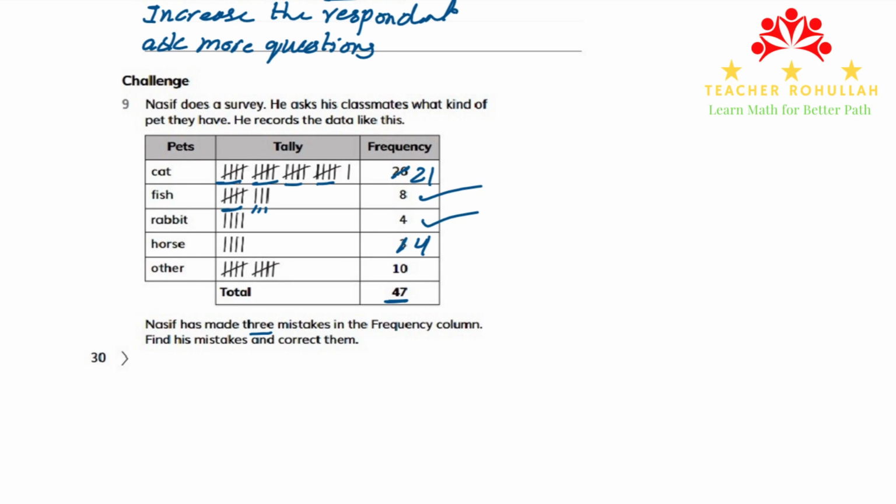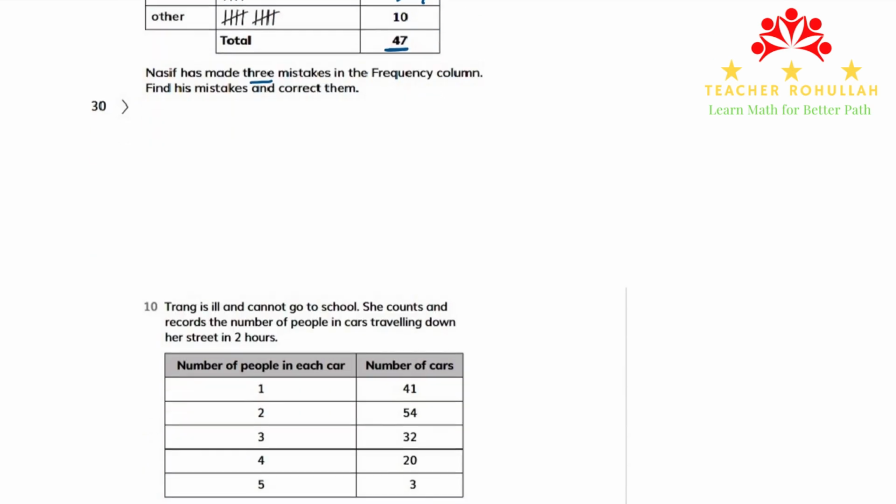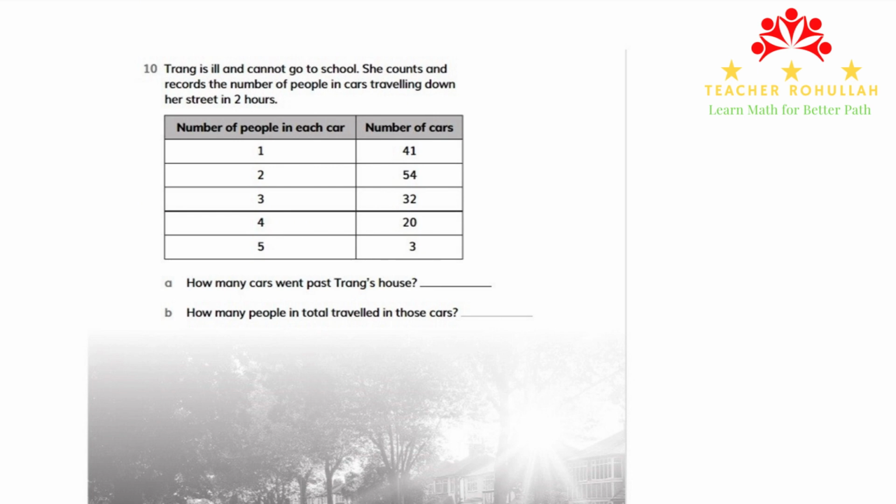Let's scroll down to move to question number 10. In question number 10, it says, Trang is ill and cannot go to school. She counts and records the number of people and cars traveling down her street in 2 hours. In the first column, we have number of people in each car. In the second column, we have number of cars.